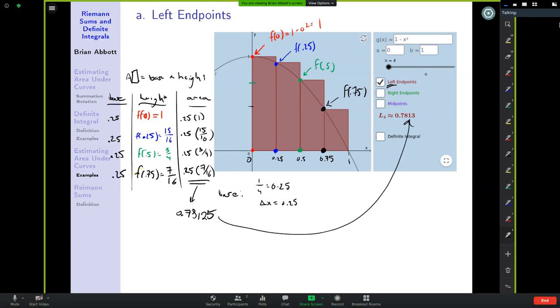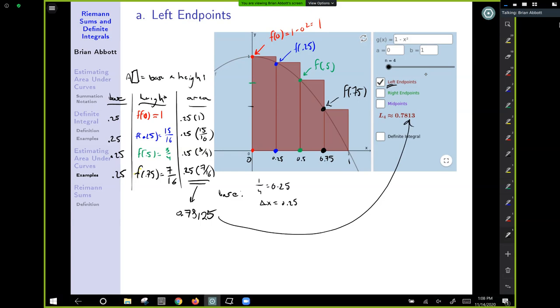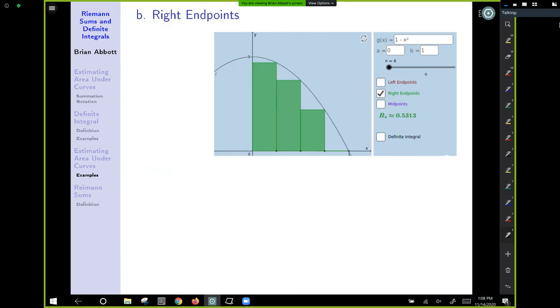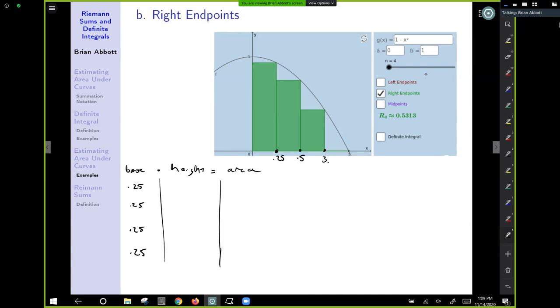All right, so let's play this same game a little bit faster now with right endpoints. Okay, so the first one was an overestimate. The second one looks like it's going to be an underestimate. We can see it's already been calculated for us. It's a little bit like 0.5. And so let's once again make our chart and figure things out. We've got our base times our height equals the individual rectangle area. And since it's the same partition, we know that our base is going to be 0.25, and that'll always be true. All right, so let's write in our inputs here, 0.25, 0.5, 0.75, and 1 and 0.